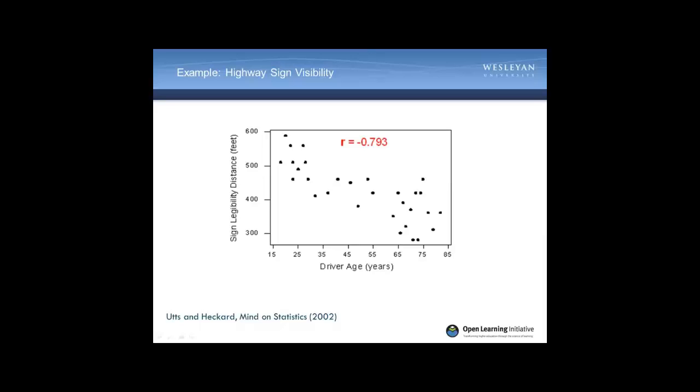What about the strength of the relationship? It turns out that the correlation between the two variables is r equal to -0.793. Since r is less than 0, it confirms that the direction of the relationship is negative. Since r is relatively close to -1, it suggests that the relationship is moderately strong. In context, the negative correlation confirms that the maximum distance at which a sign is legible generally decreases with age.